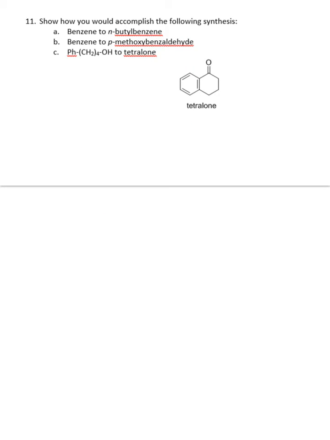Okay, the next one, number 11, show how you would accomplish the following synthesis. Benzene to n-butylbenzene. So we have benzene, and we want to go to n-butylbenzene. Just draw the benzene with 4 carbons, 1, 2, 3, 4. You can think of, well, would it be nice to do a Friedel-Crafts alkylation? But the problem with the Friedel-Crafts alkylation is you're going to get rearrangement, because that's really attaching a primary carbon. So the best way to do that is a Friedel-Crafts acylation.